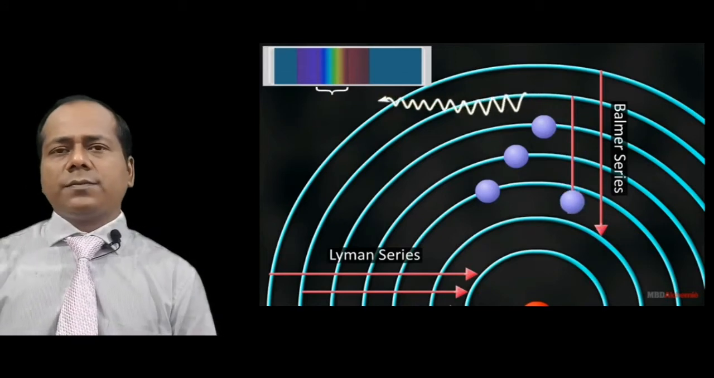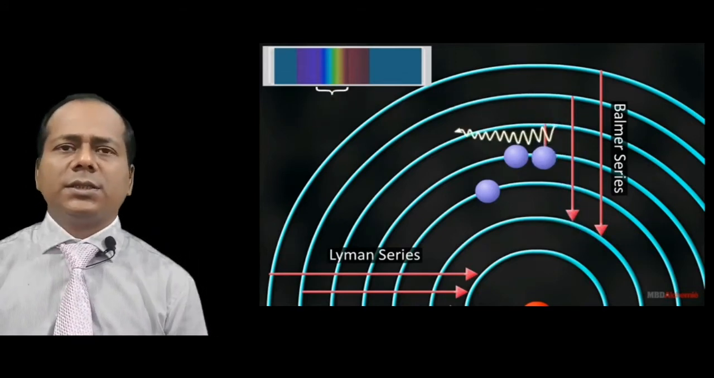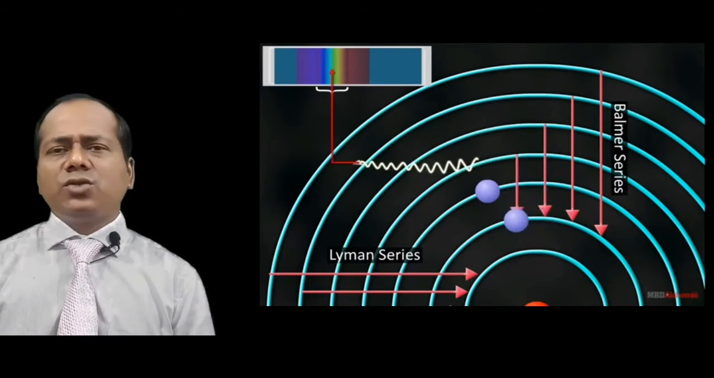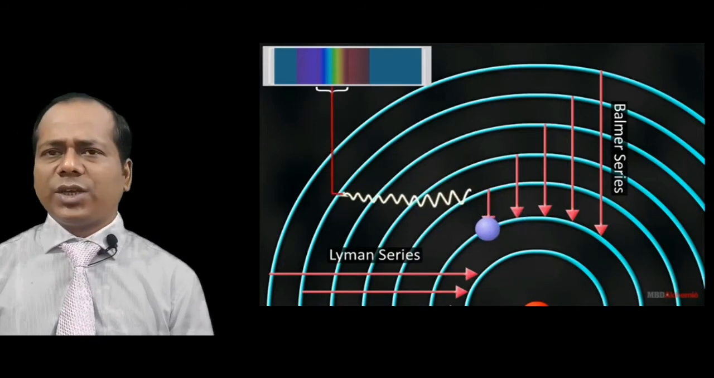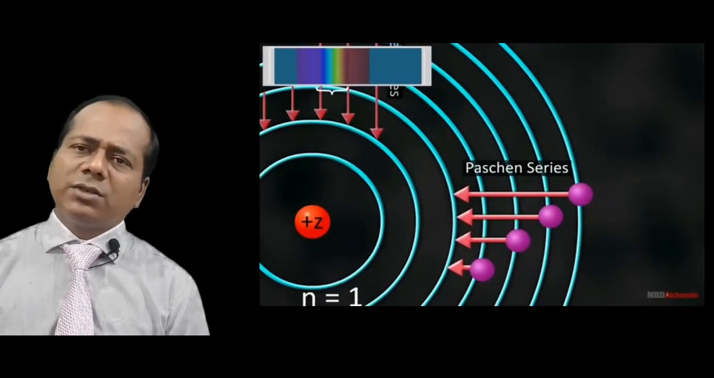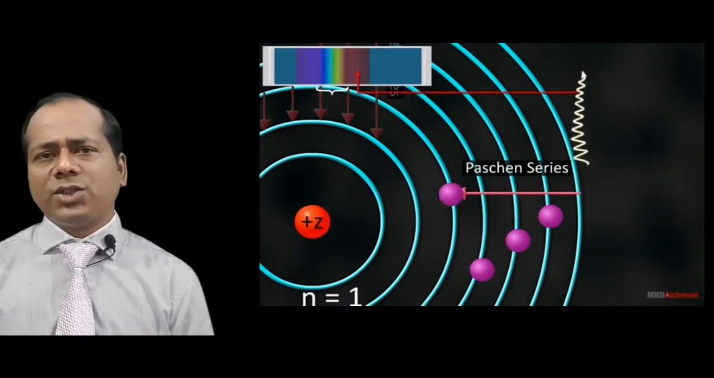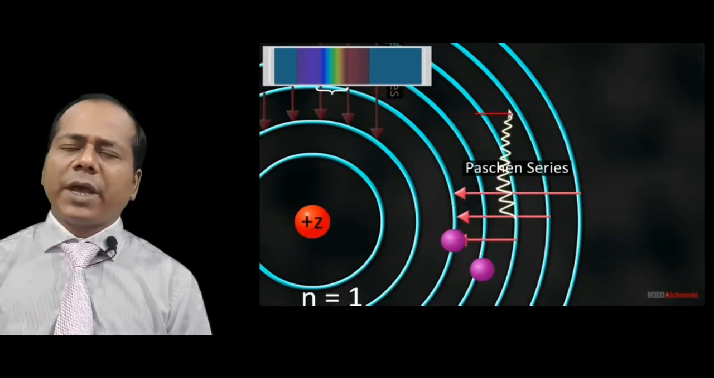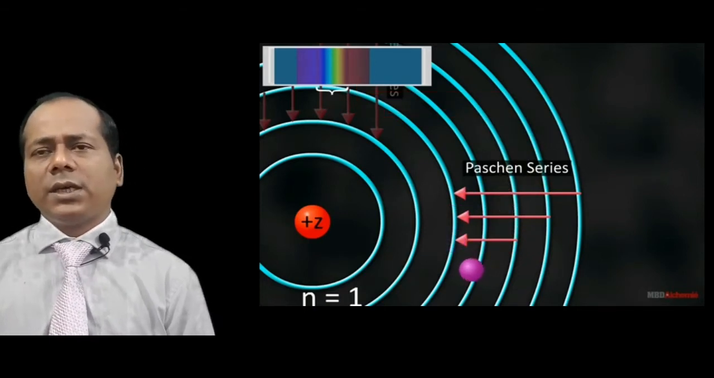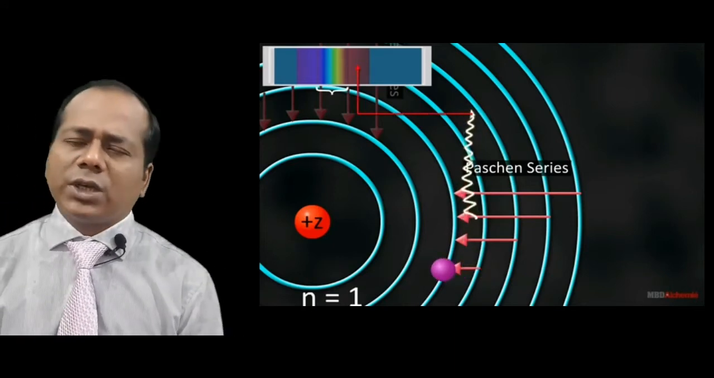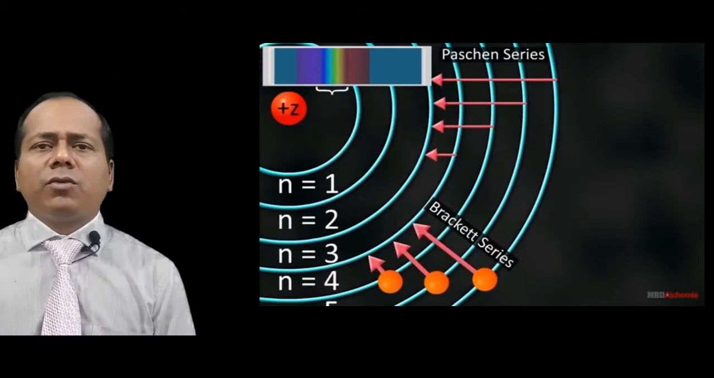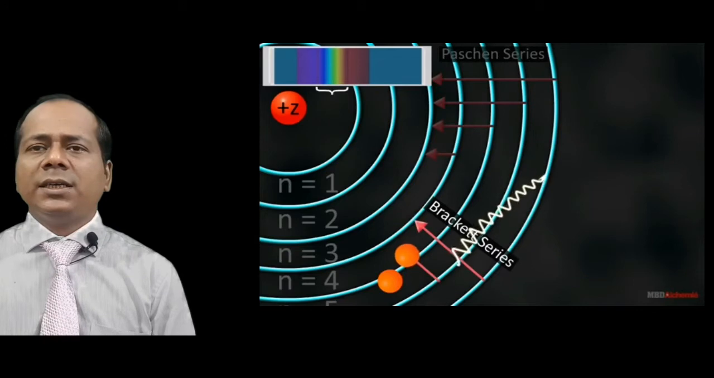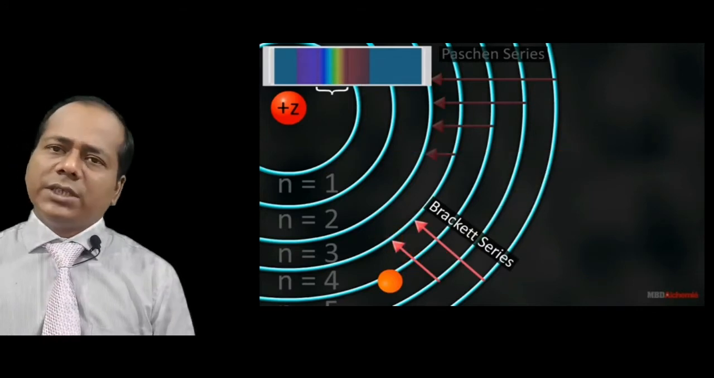My dear students, fourth series is Brackett series. If n1 equal to 4 and n2 equal to 5, 6, 7, etc., the promoted electrons return back to lower energy level. That means the electrons return back from 5, 6, 7, etc. energy level to fourth energy level and give rise to spectral lines. This Brackett series lies in the infrared region.